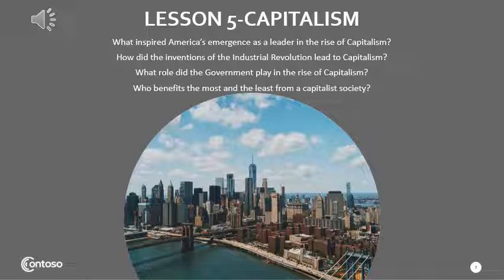Lesson 5 will begin our exploration of capitalism. What inspired America's emergence as a leader in the rise of capitalism? How did the inventions of the Industrial Revolution lead to capitalism? What role did the government play in the rise of capitalism? And who benefits the most and the least from a capitalist society?